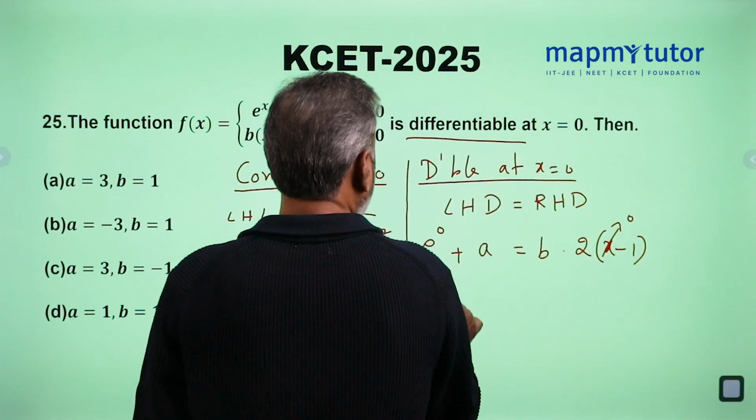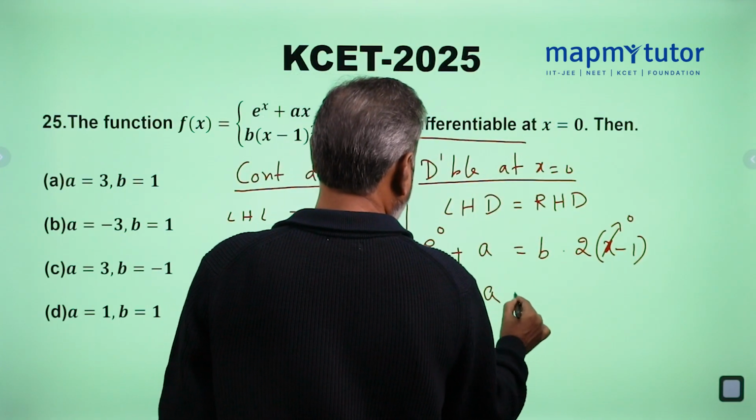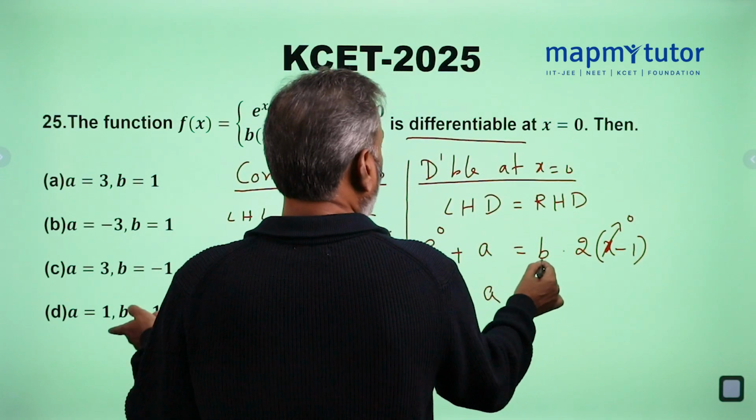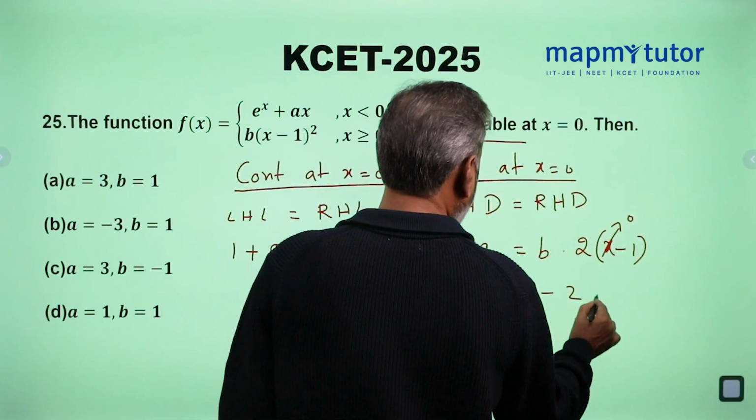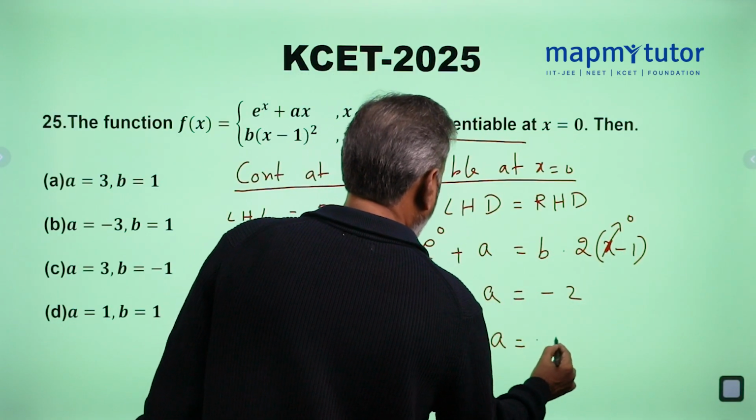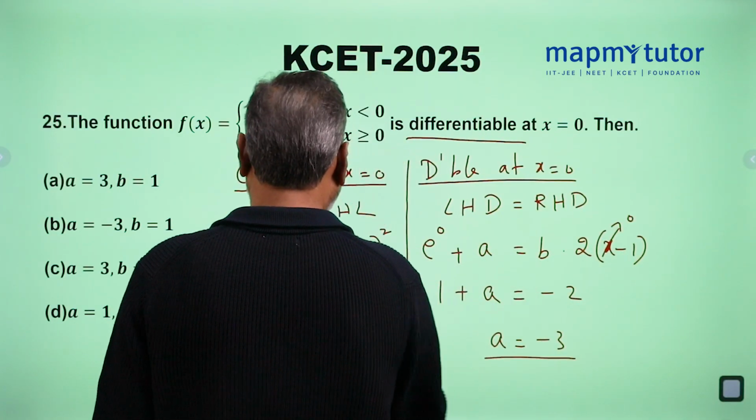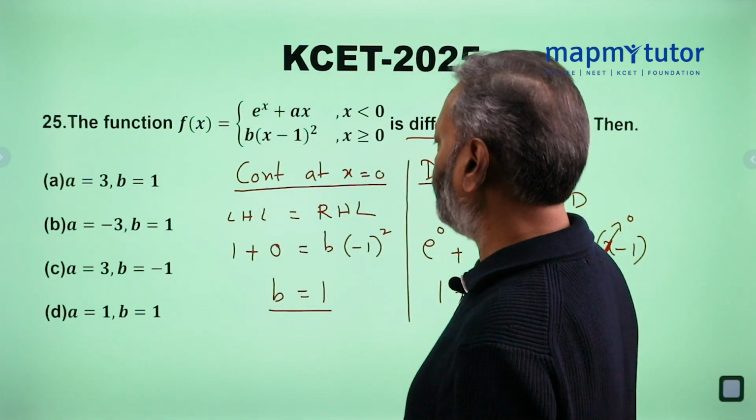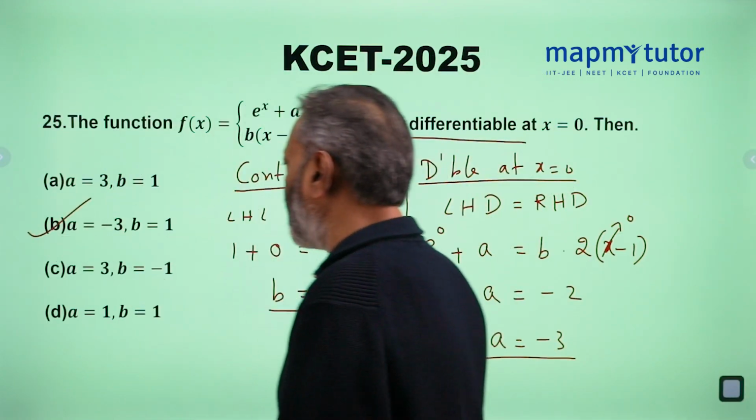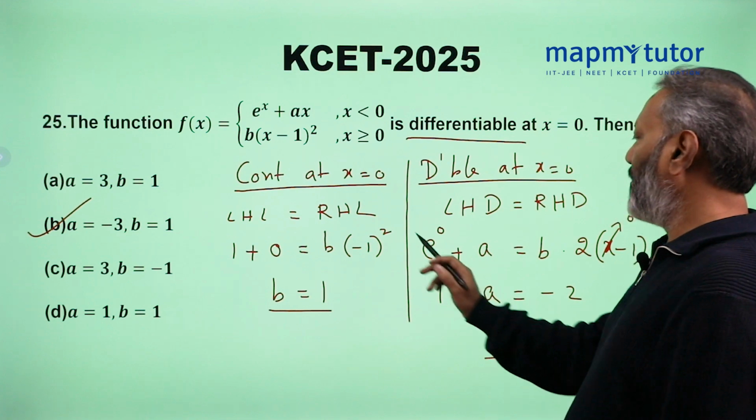Therefore, e power 0 is 1 plus a equal to b into 1 into minus 2, where b is already 1, so that is minus 2. Therefore, a is minus 3 and b is 1. Where is it? Yes, option B. A is minus 3, B is 1.